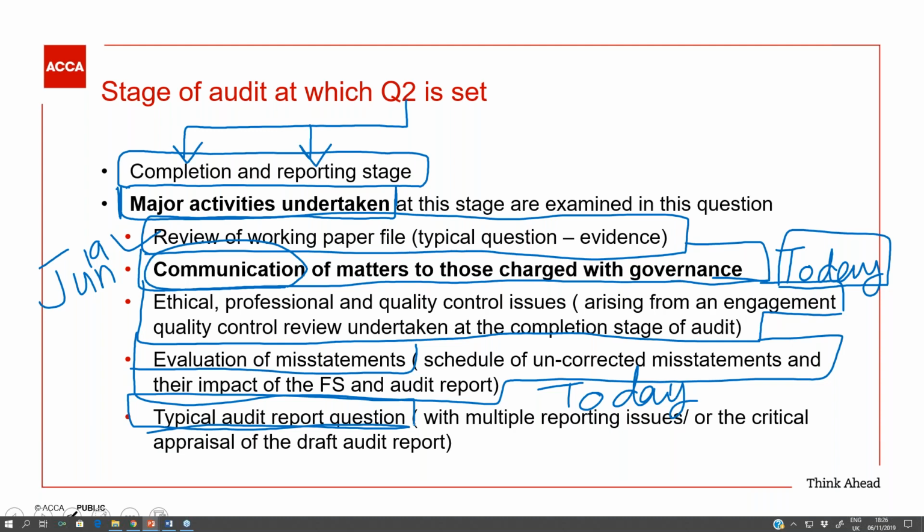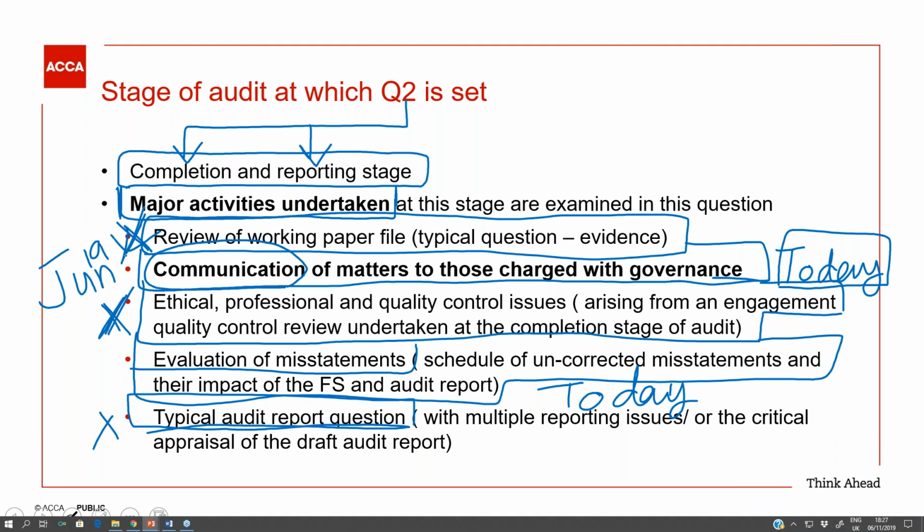So a typical question on reporting, I'll not be doing today because I've done it so many times in my previous webinar, and I'll give you the link of that. Quality control issues, I've done so many times, I'll not be touching upon them. Working paper file and a review of the working paper file, I'll not be doing that either. So ideally, I'll be looking at the communication of matters to those charged with governance, the evaluation of misstatement, and any other requirement which comes in question two, when I unfold September 18, December 18, and June 19.